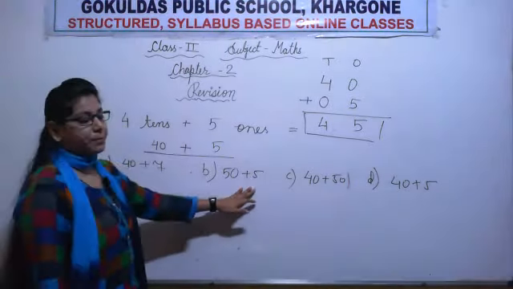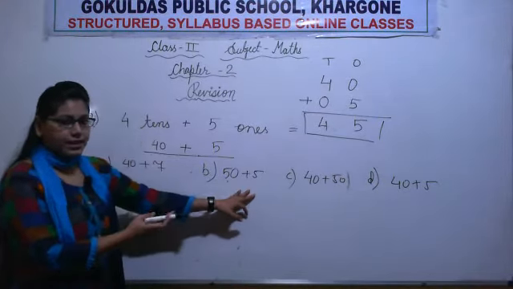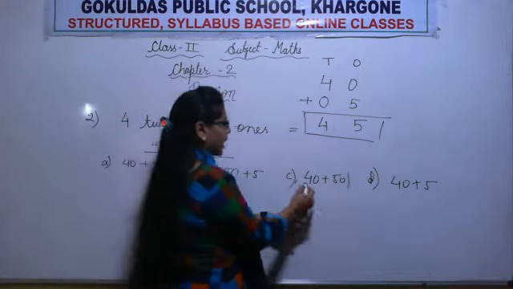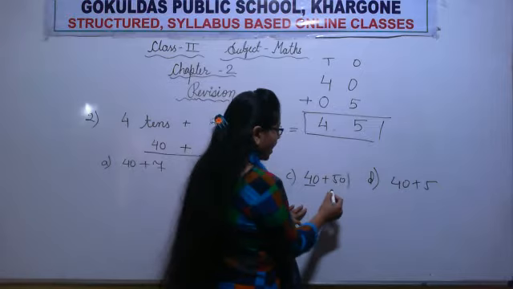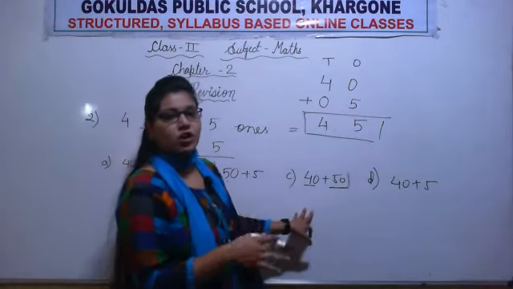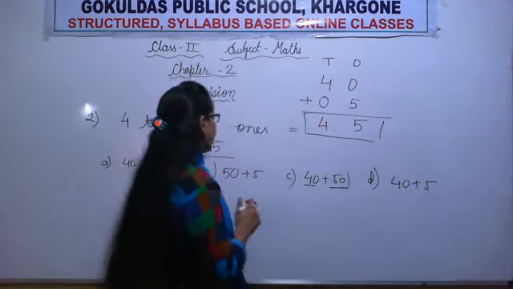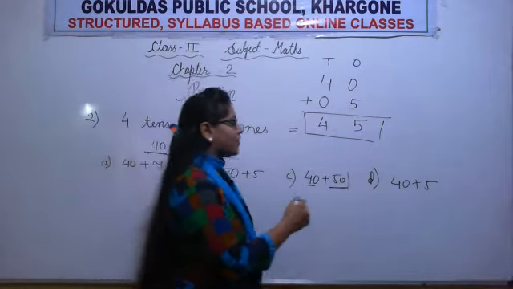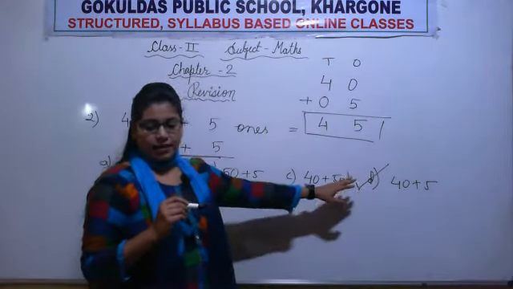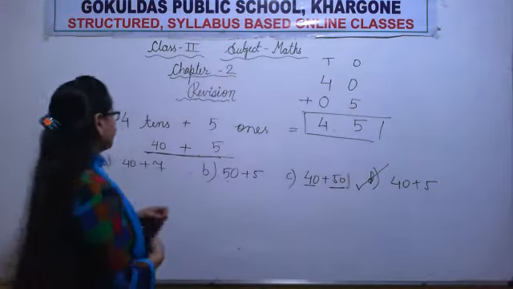Now option B, 50 plus 5. 50 is there. No, it means this is a wrong option. Now next, 40 plus 50. Yes, 40 is there, but in the place of 5, 50 is there. It means this is also a wrong option. Now option D, 40 plus 5, and our answer was 40 plus 5. It means it is the correct answer. So we will put a tick mark on option D.